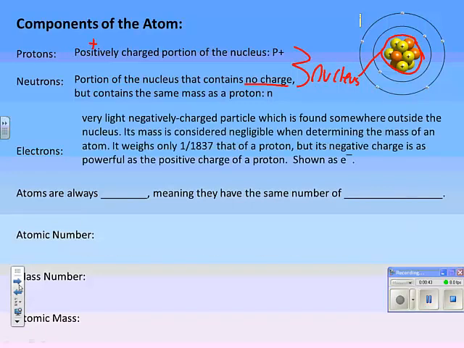Electrons are very light and negatively charged. We talked about this in the last video with Thomson's experiment. But they're negatively charged, and they are found outside of the nucleus. So all these little guys out here are electrons.